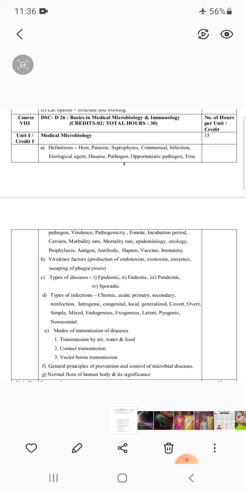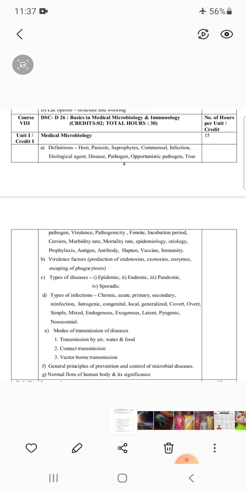Okay, next definition is mortality rate. Mortality rate is nothing but the death rate in a particular area, is known as the mortality rate.